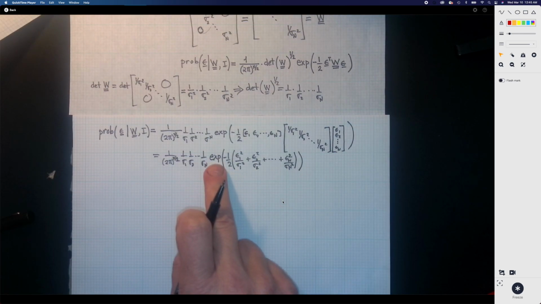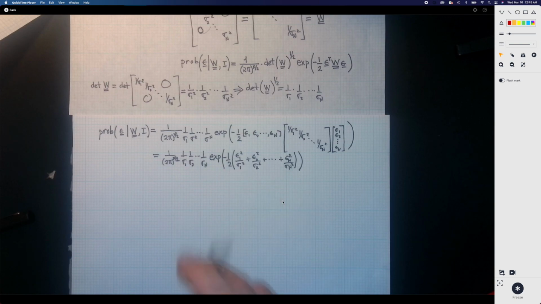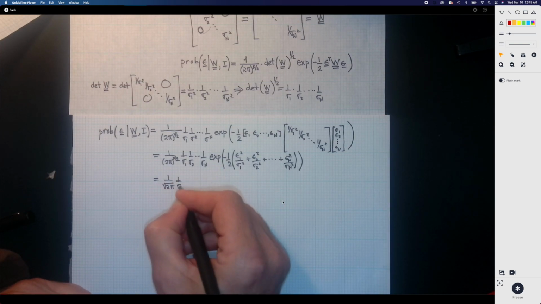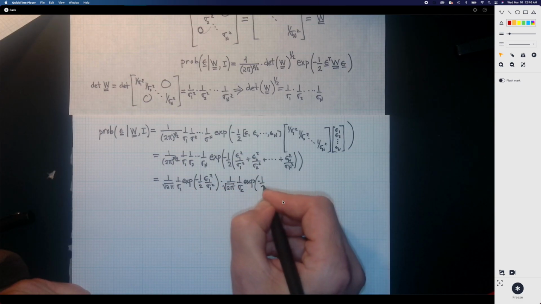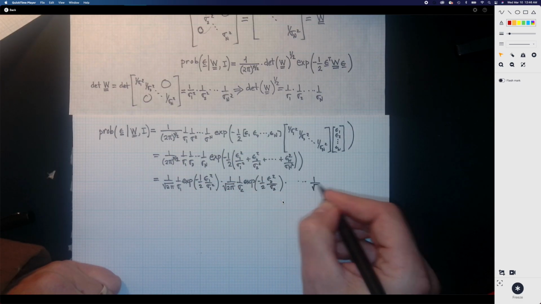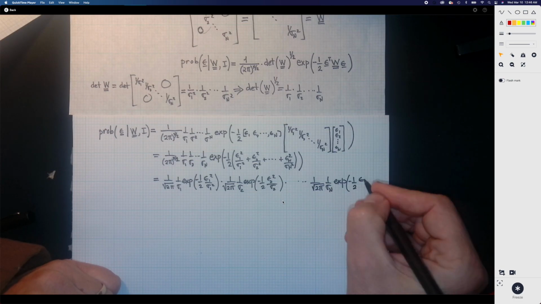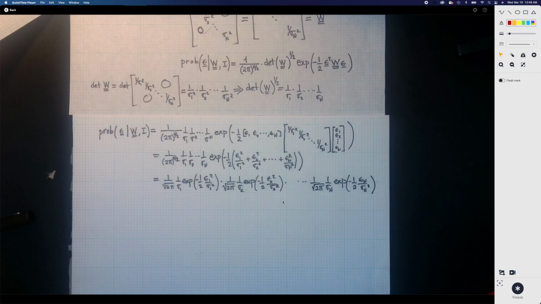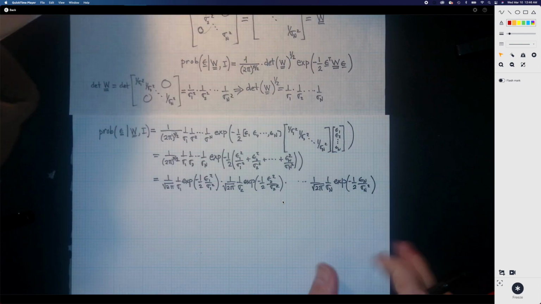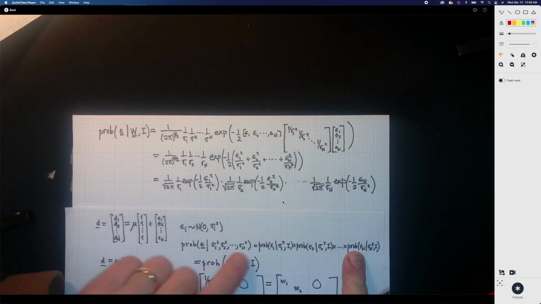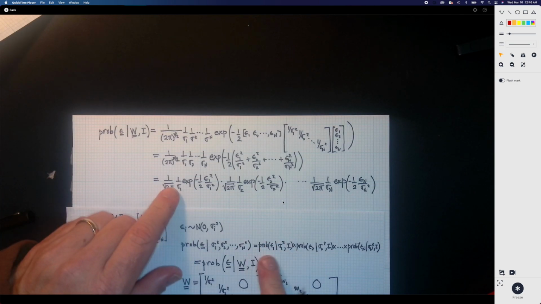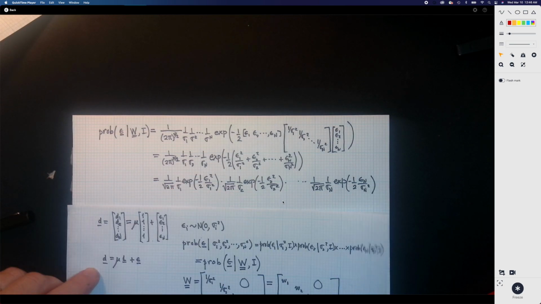This exponential of a sum is the product of the exponentials. And that is this expression that I wrote down, right? These are all the normal probability distributions for each one.